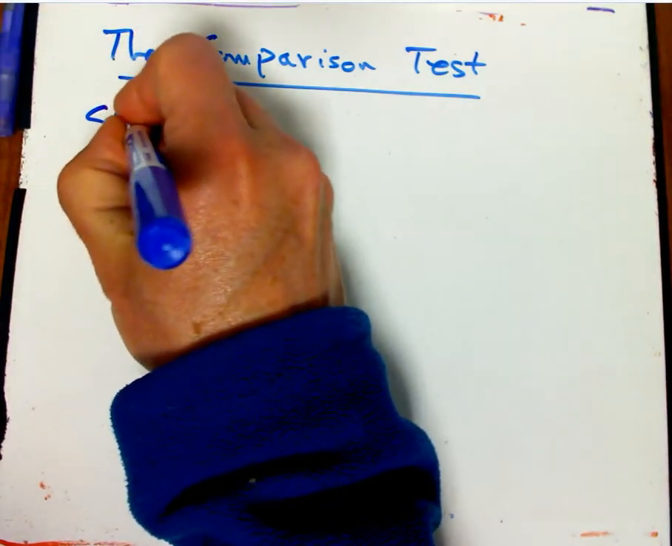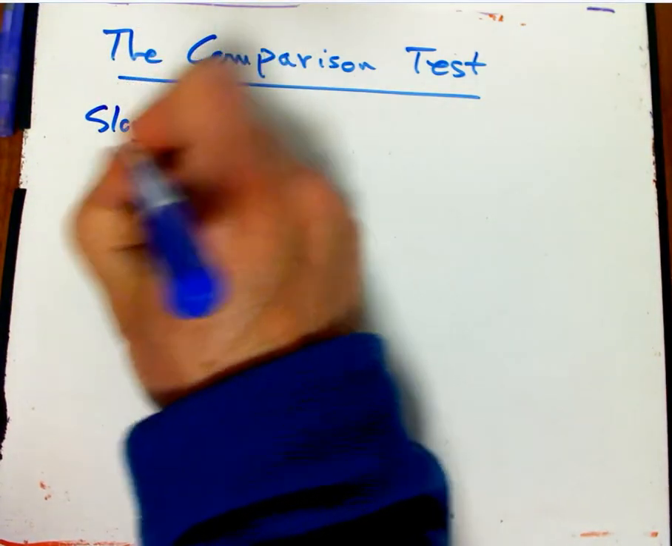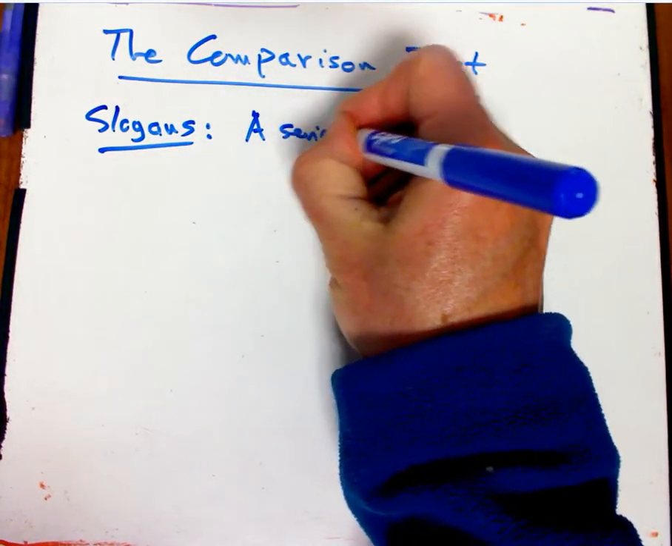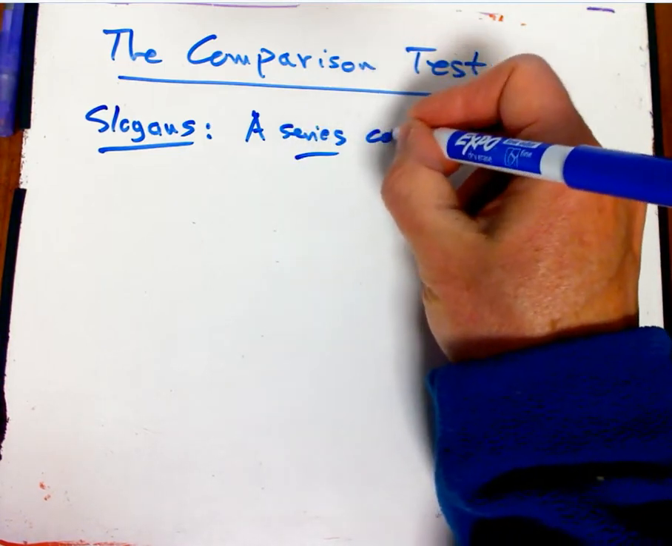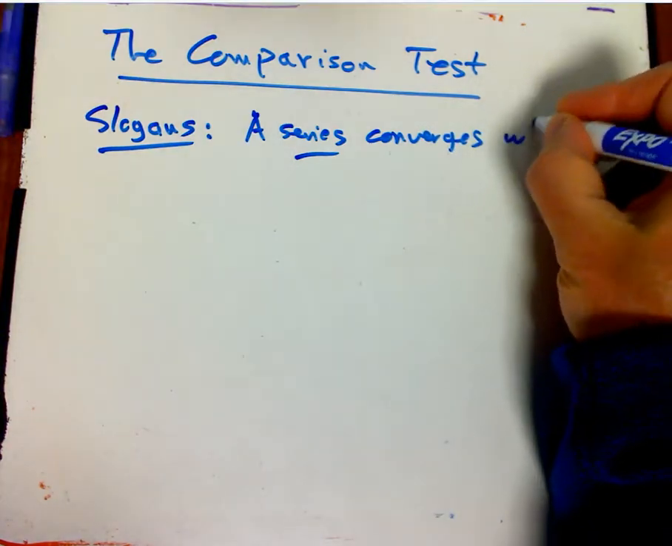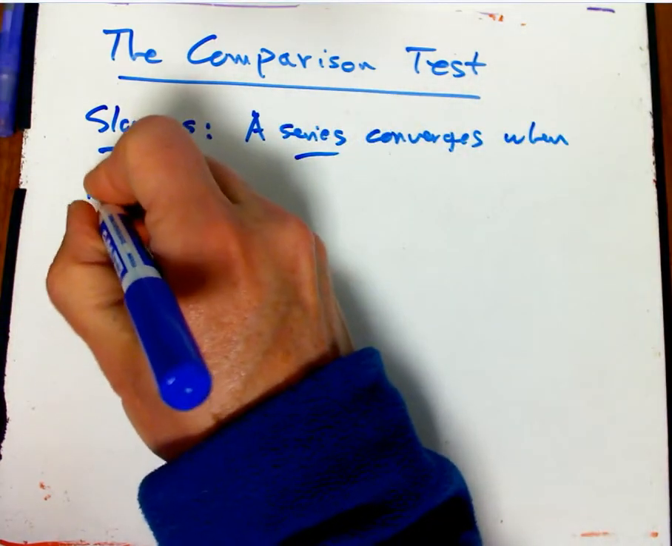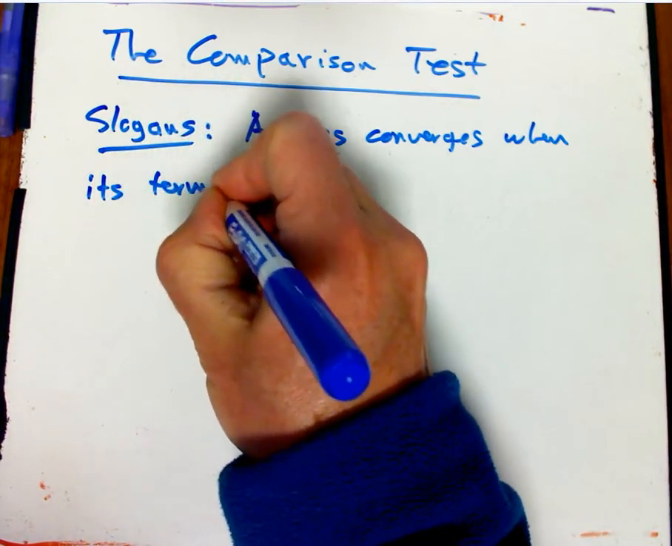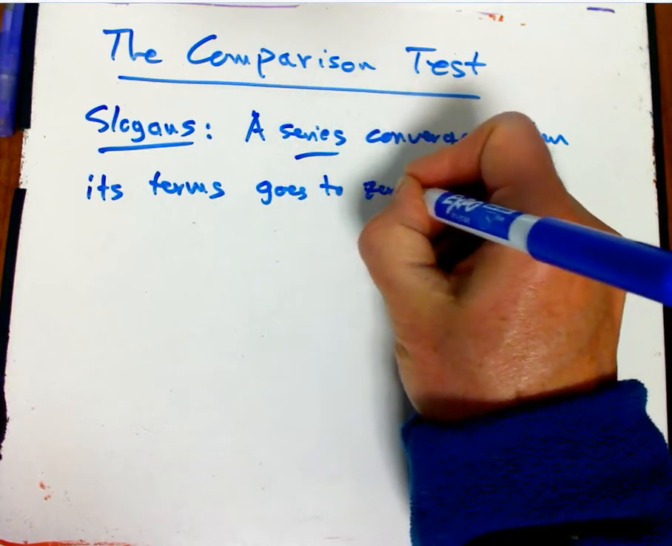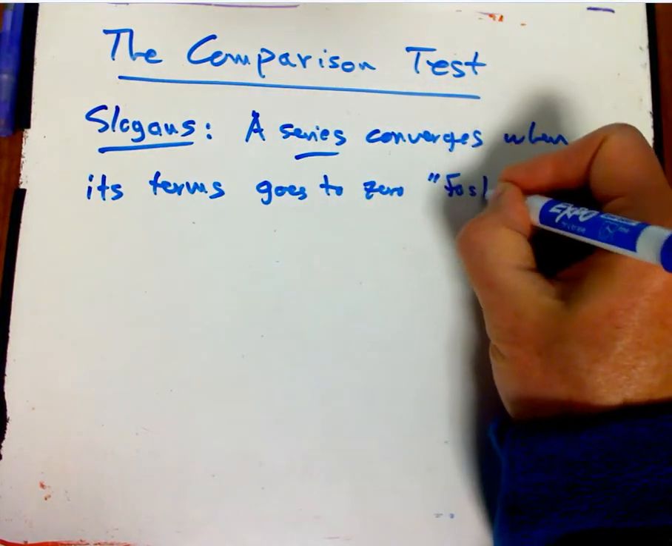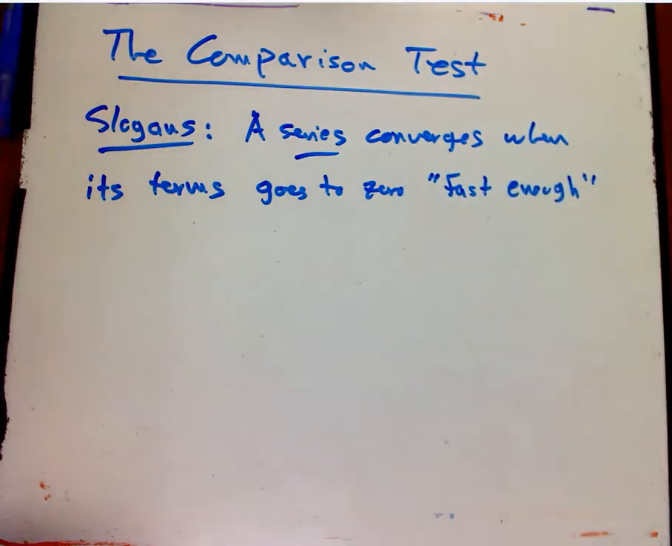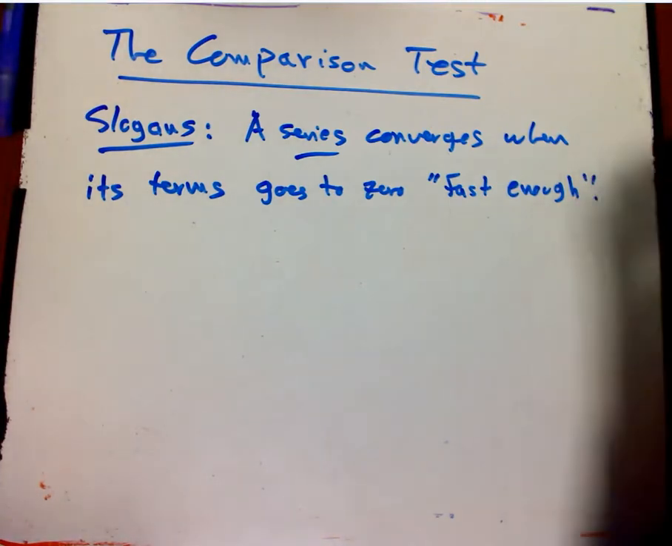So, slogans. Our big slogan is a series, an infinite sum of terms, converges, generally, roughly speaking, when its terms, the individual sequence of terms, go to 0 fast enough. And that's a little vague, and making it precise is why we have to do all this work of these tests.